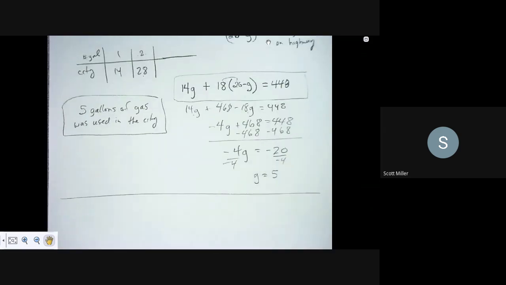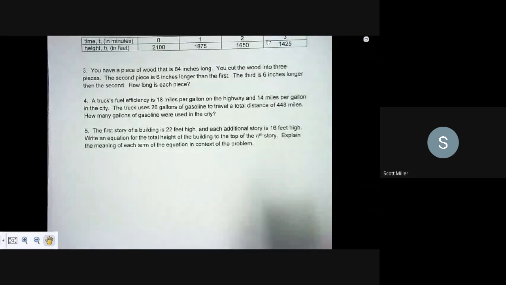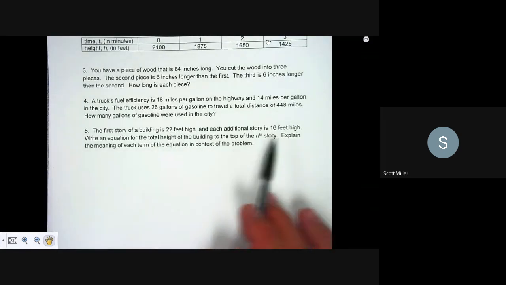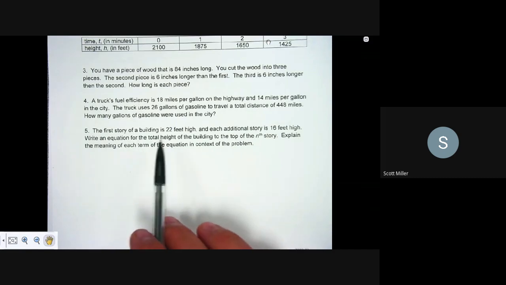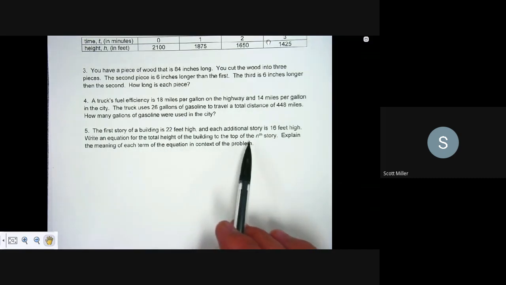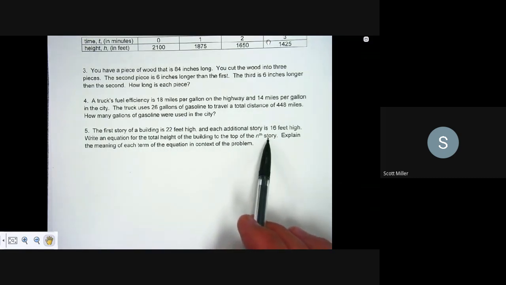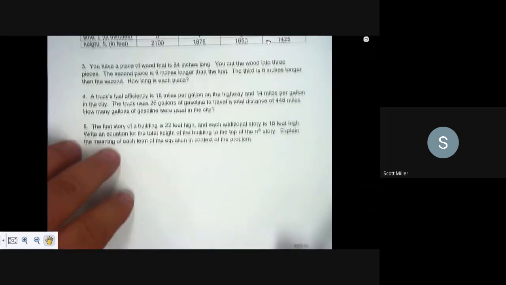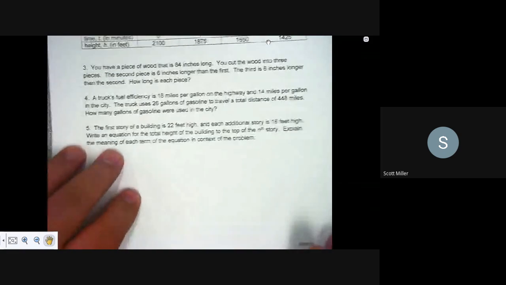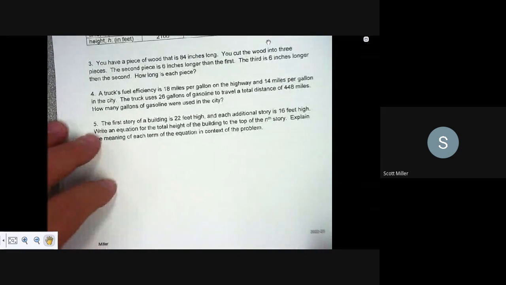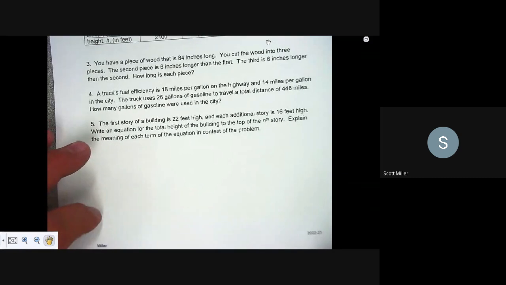Here's question number 5. The first story of a building is 22 feet high, and each additional story is 16 feet high. Write an equation for the total height of the building to the top of the nth story. And then explain the meaning of each thing in context. So there's a lot of ways to do this one. To me, I would draw a picture.